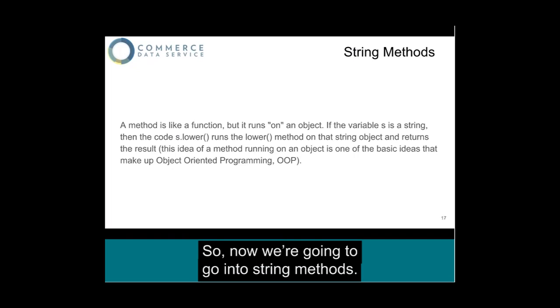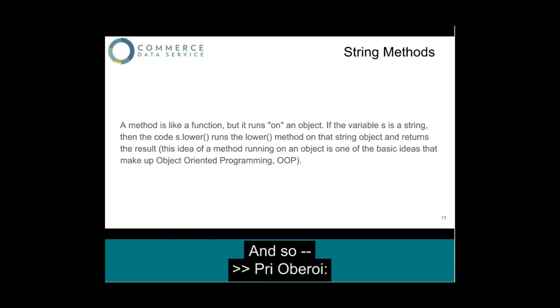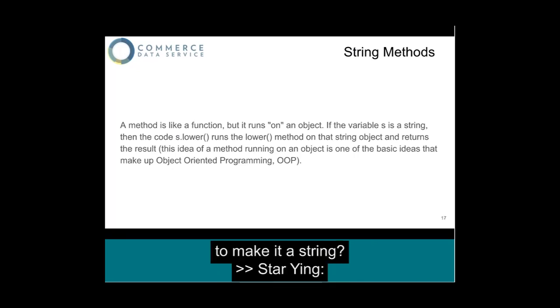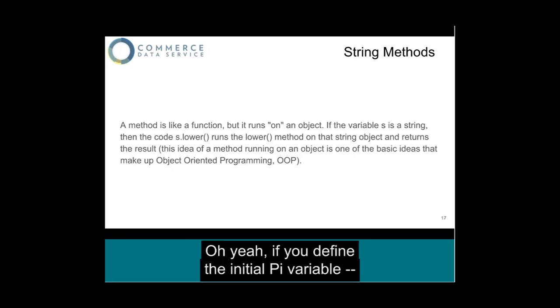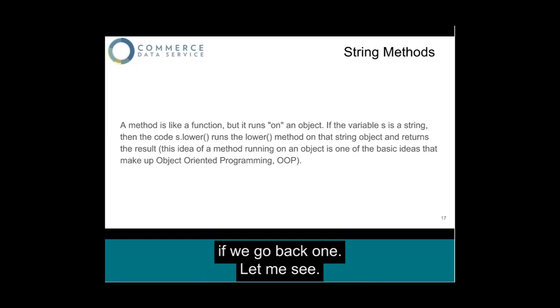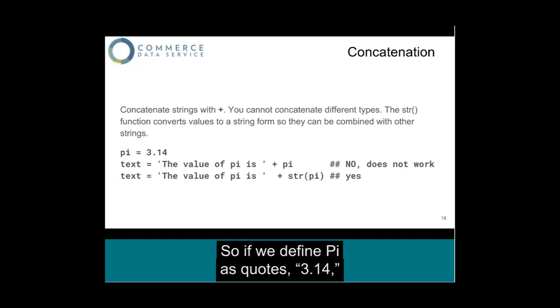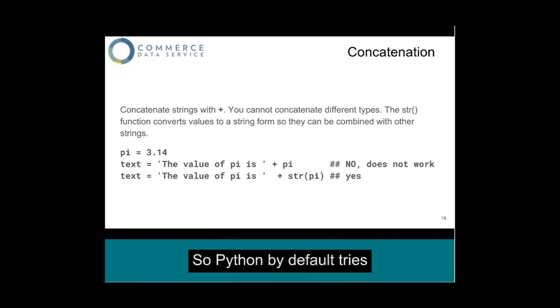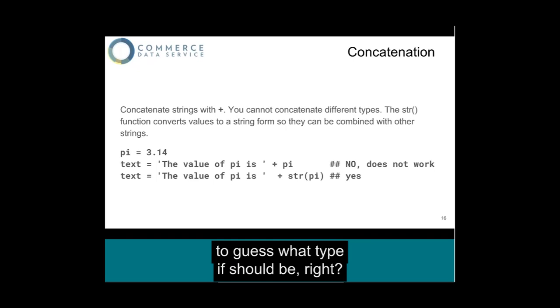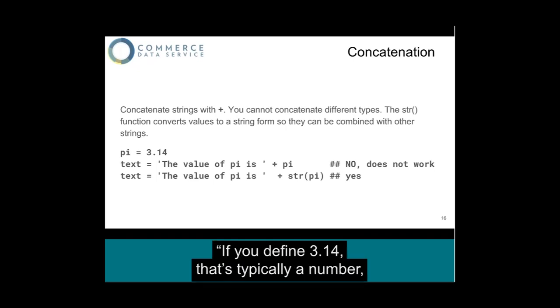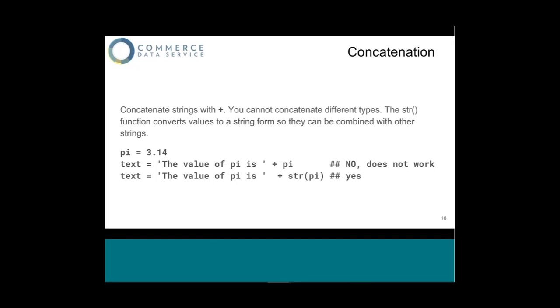So now we're going to go into string methods. And so, could you also just place the float inside quotes to make it a string? Oh yeah, if you define the initial pi variable, if we go back one, let me see. So if we define pi as quotes 3.14, then it would be defined as a string, right? So Python by default tries to guess what type it should be, right? And it's thinking if you define 3.14, that's typically a number. You probably want to do some math on it.